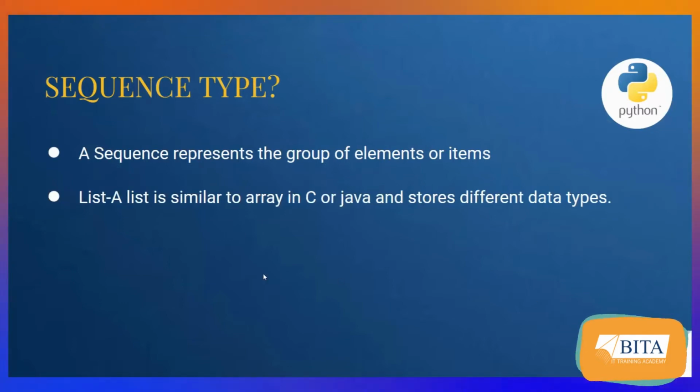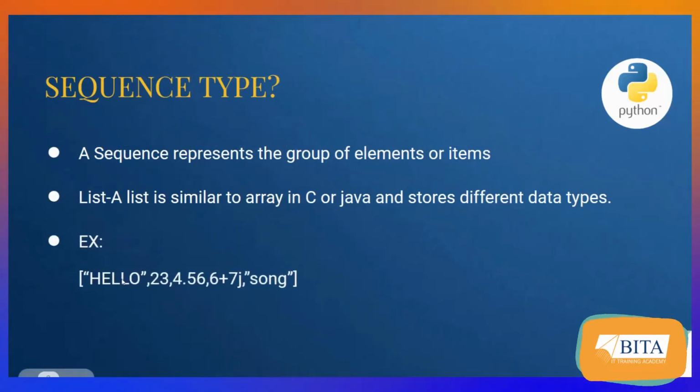So consider the list data type. List is similar to an array in C or Java. If you want to store different types of input under the same name, you can use the list data type. In a list, you can store string input, integer, floating value, complex, and another list or tuple. Whatever it is, you can store it under a common name. For list, we use square brackets to represent the data. And list is a mutable data type.